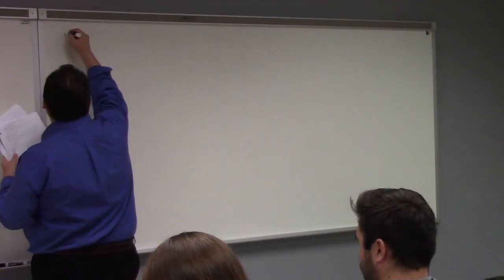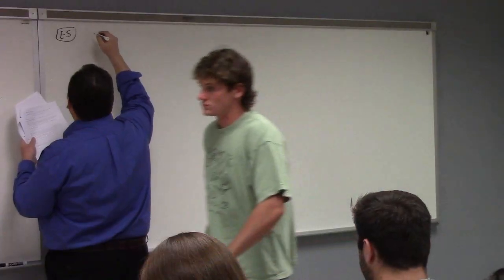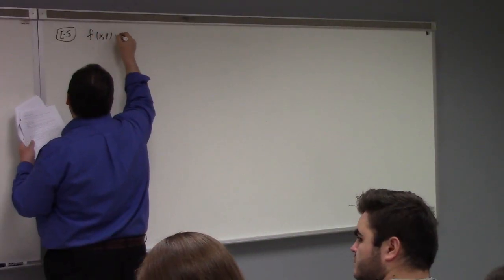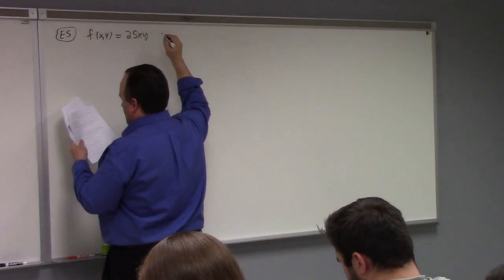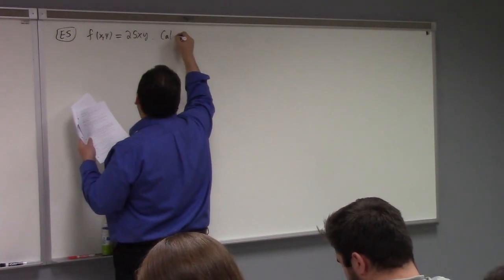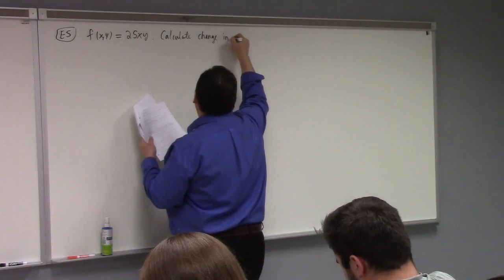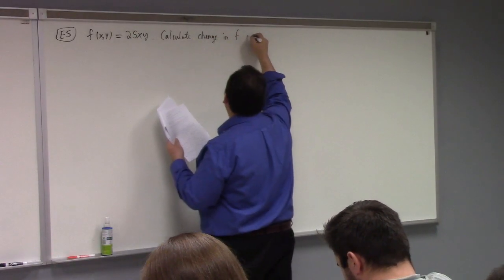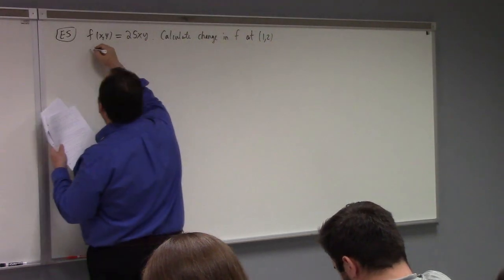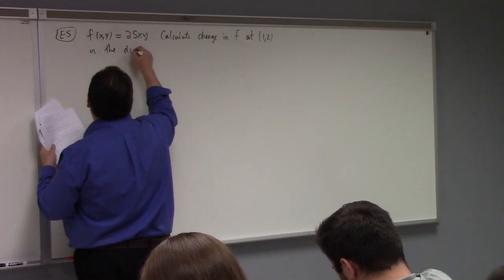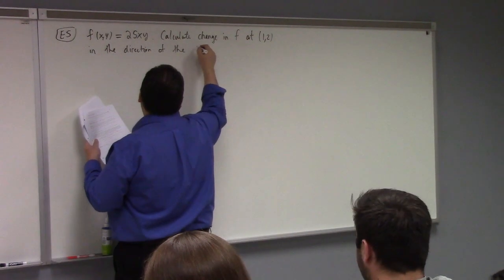All right, so example, I guess this is 5. Suppose we have f of x, y equal to 25xy. And let's calculate the change in f at 1, 2 in the direction of the 3, 4 vector.